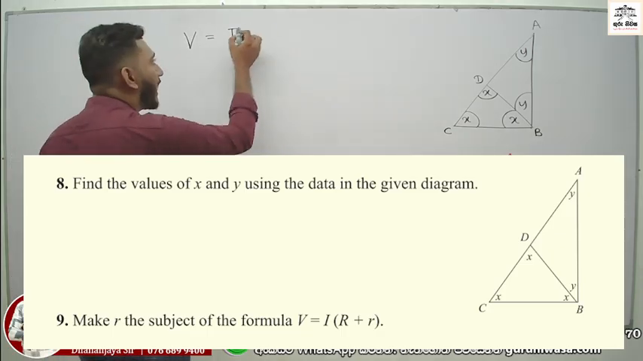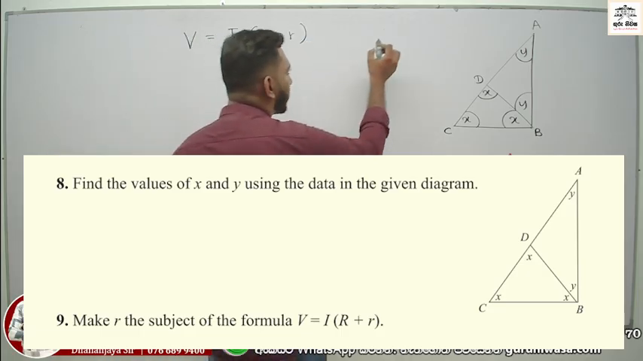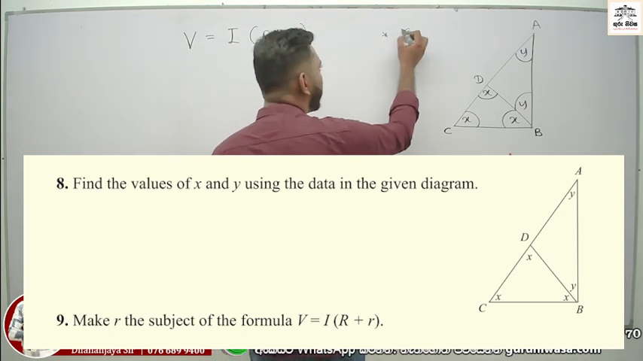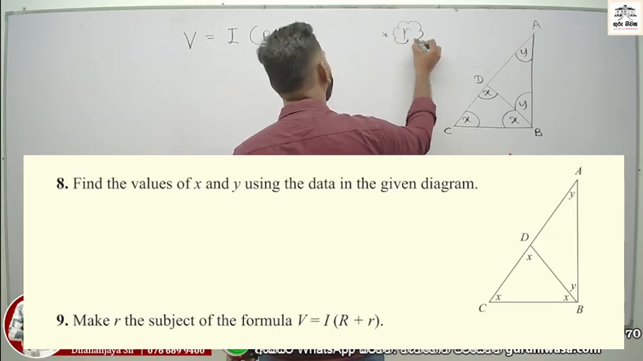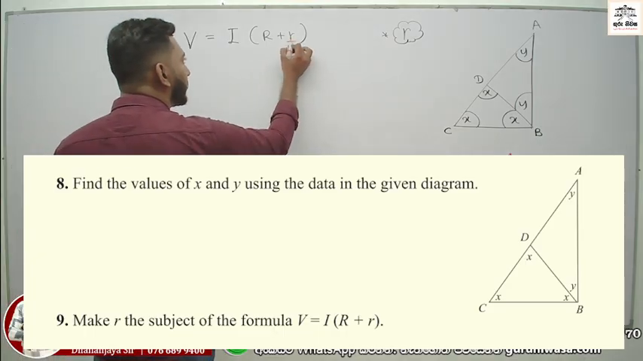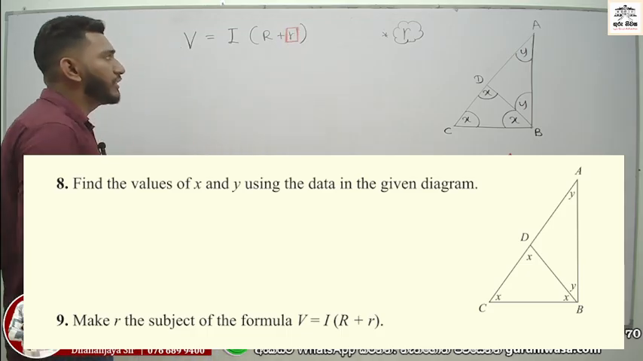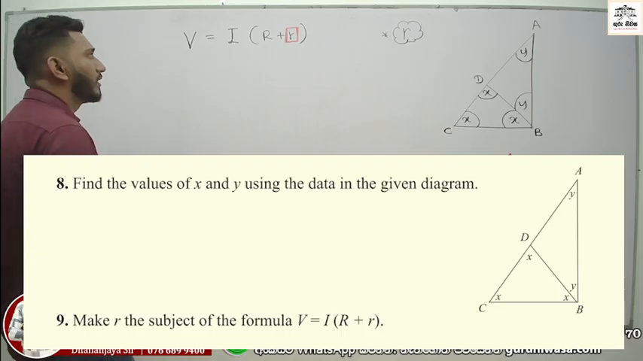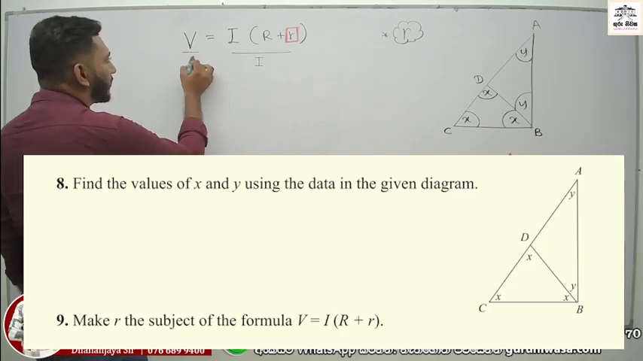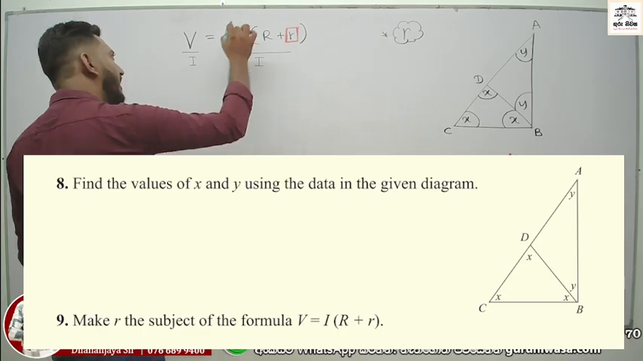V is equal to I times R plus simple r. Now you have to make the subject simple r. Firstly, you need to remove the I. Therefore, I am going to divide both sides by I, because the relationship between the I and the bracket is a multiplication. Now I and I eliminate.